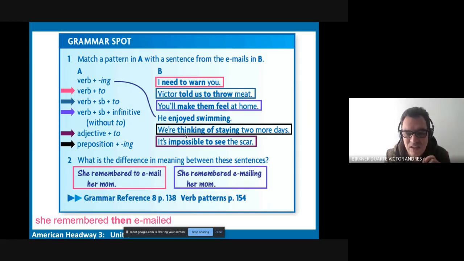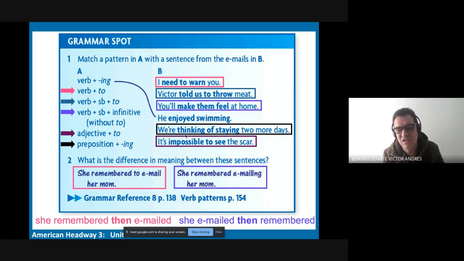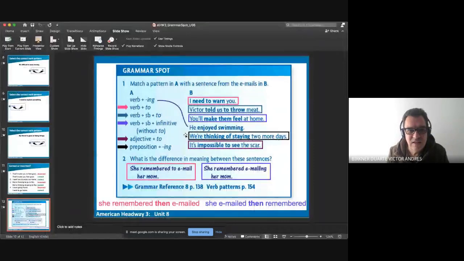But in the second case, she remembered emailing her mom. The action order is different. First, she emailed, and then she remembered. Probably she sent an email in the morning, and she remembered that she sent an email in the afternoon, right? And that's it regarding the review of the previous lesson.